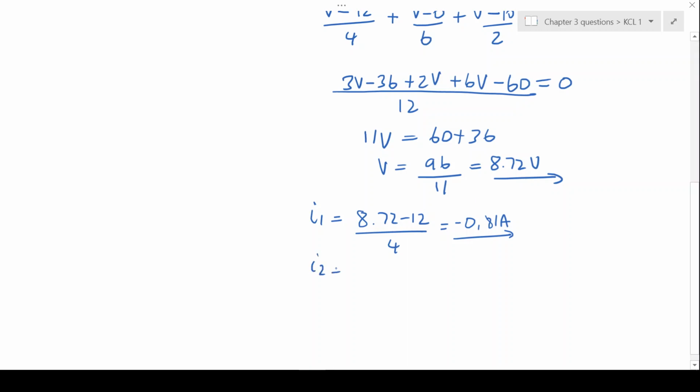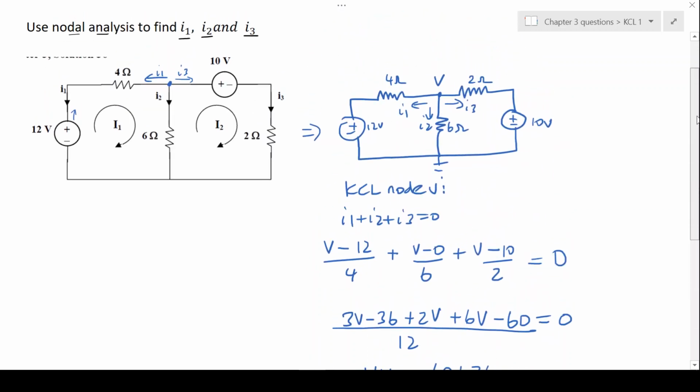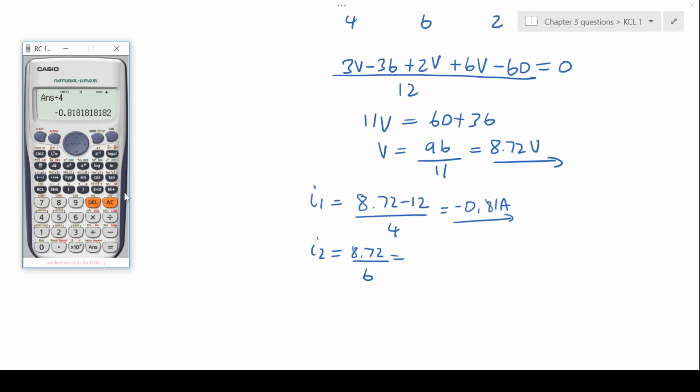In terms of I2, we can say I2 is V over 6, so I2 will give us 8.72 divided by 6. And that gives us a value of 1.45 amps.